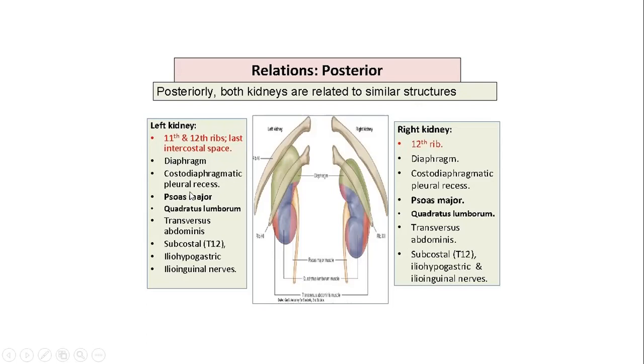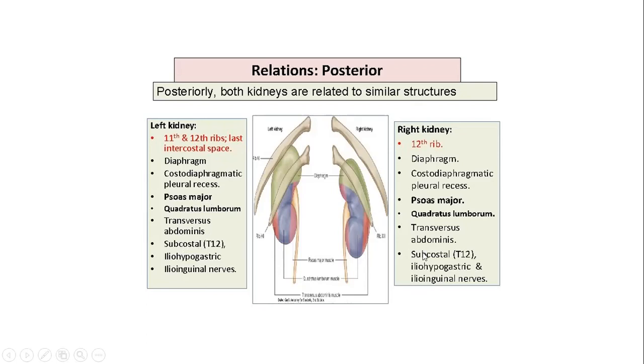Diaphragm in both cases, costodiaphragmatic pleura again in both cases, psoas major, quadratus lumborum, which are the muscles of the posterior abdominal wall. And among them, the psoas major lies more medially and quadratus lumborum is the lateral muscle in the posterior abdominal wall. Then we have the transversus abdominis, which forms part of the anterolateral abdominal wall muscle.